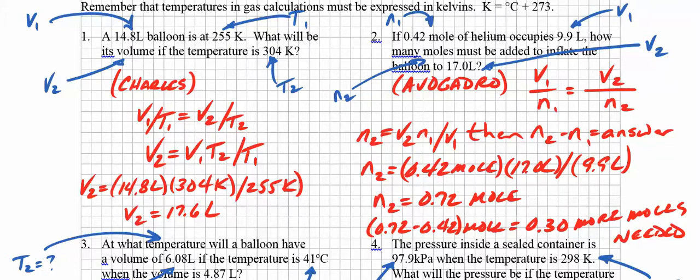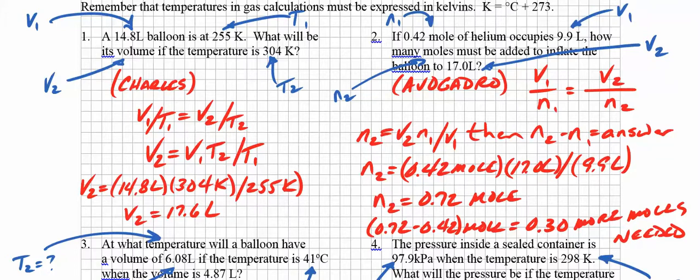So we're looking at the relationship here between temperature and volume. That's Charles's law. V1 over T1 is equal to V2 over T2. So now it becomes simply a matter of finding the variables that we're looking for. The 14.8 liters is the V1. T1 is the 255 Kelvin. V2 is what we're looking for. It's the volume, V2. And T2 is 304 Kelvin.